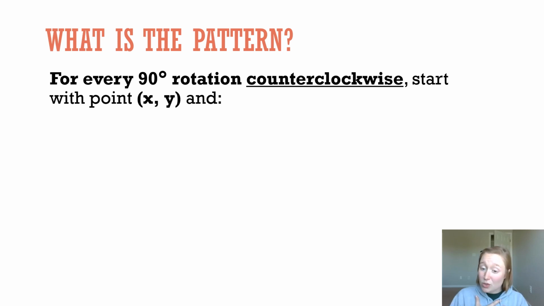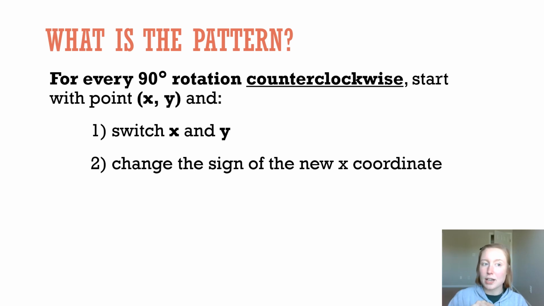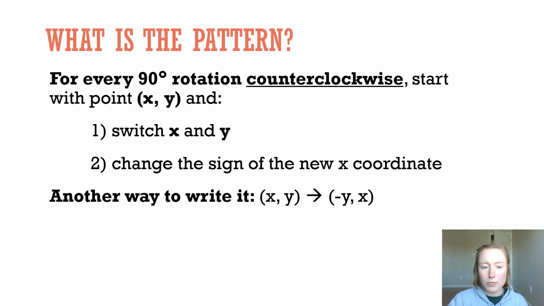So the way I describe the pattern is that for every 90-degree rotation, and remember that we're always going counterclockwise and around the origin, we're starting with our XY point and we're flip-flopping X and Y, and then we're changing the sign of the new X coordinate, which we could also say is like the old Y coordinate, right? Because we took the Y and we moved it forward. So another way I like to write it is to write my original XY point here and then say, okay, what I really did is I took that Y and I put it at the beginning and made it negative. And then I took the X and just copy and pasted it into the end, right?